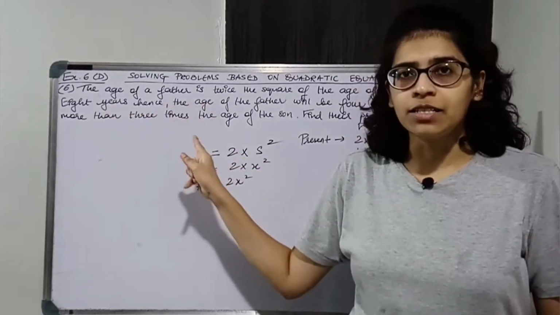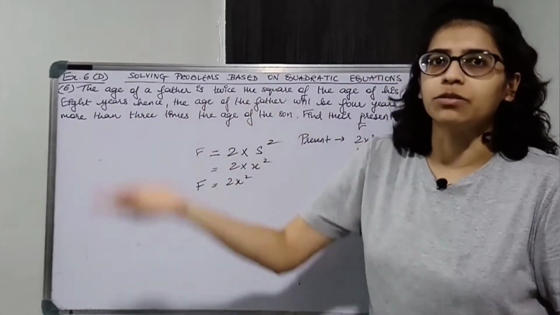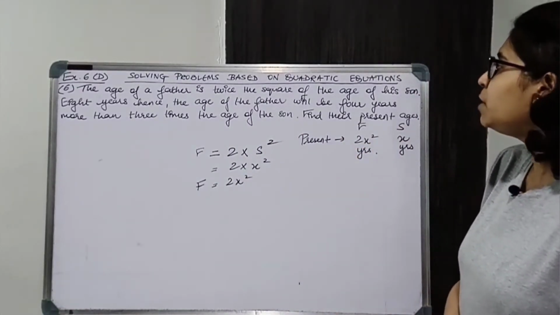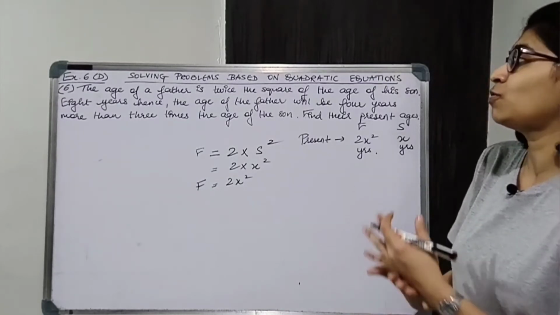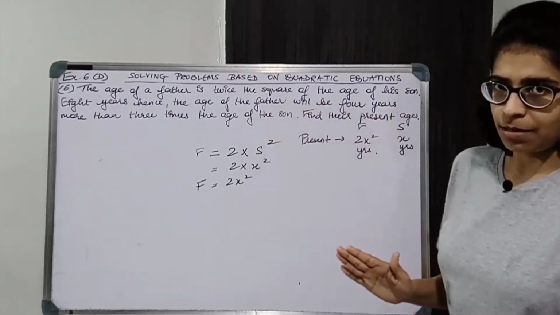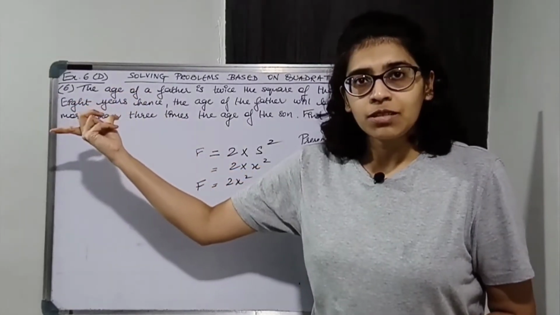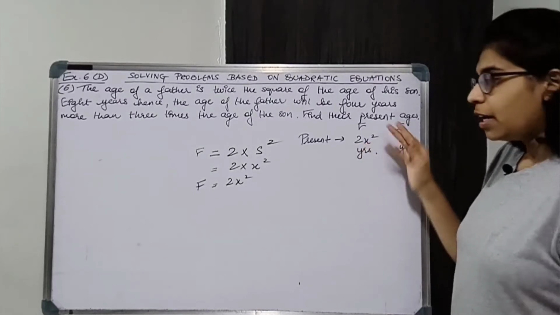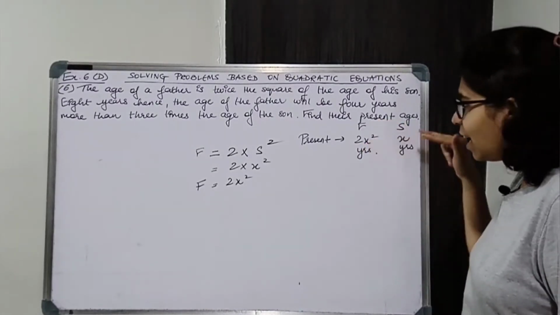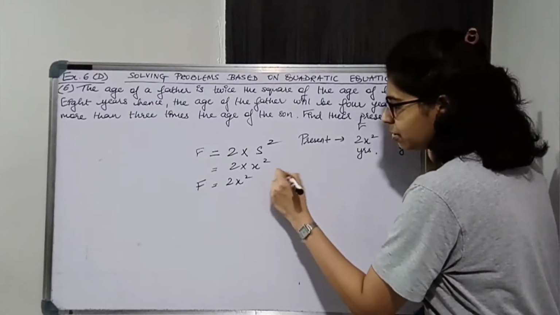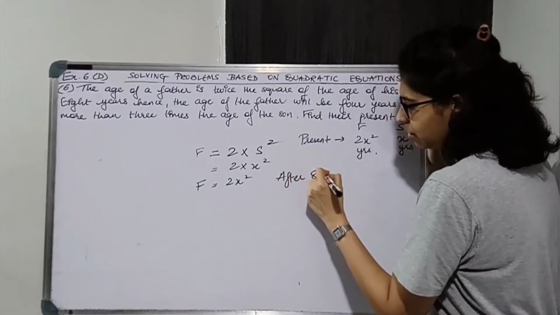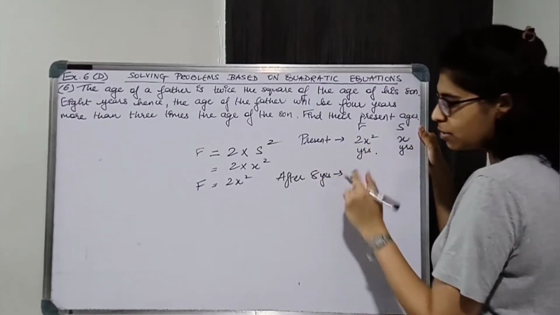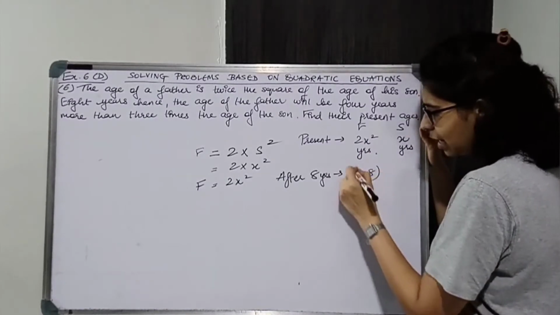8 years hence means 8 years later, after. Okay. So 8 years hence, the age of the father will be 4 years more than 3 times the age of the son. Now this will be easy. 8 years hence means after 8 years. So the ages that we got now will increase by 8 years. So we'll add 8 years. After 8 years, what will be the age of father and son? Presently 2x square, so it will become 2x square plus 8.